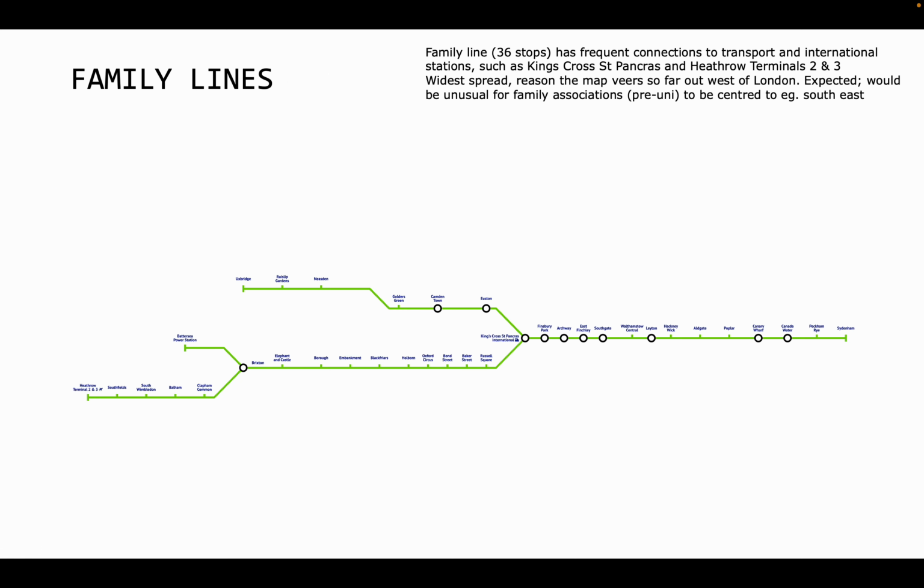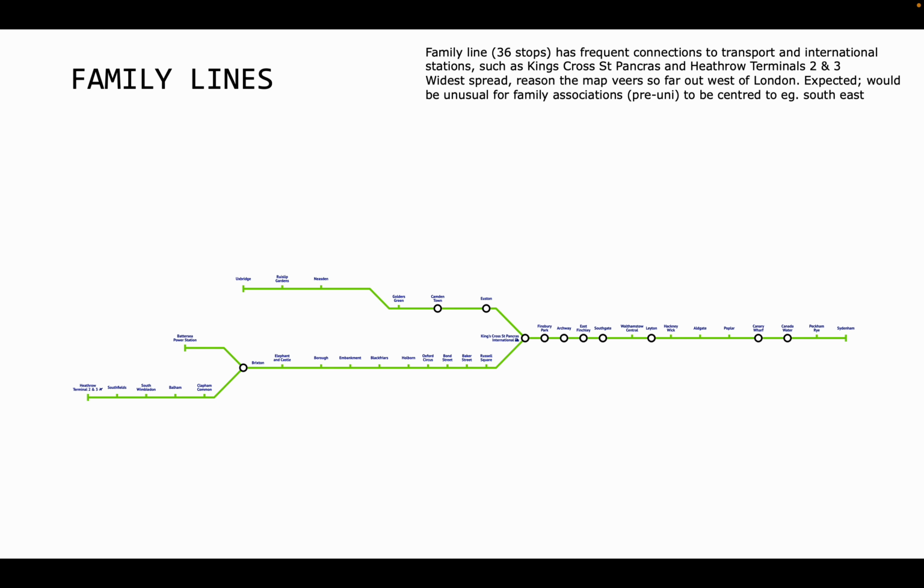Next would be the family line. So the family line with 36 stops, it had the line that had the most connections to international travels. We've got Heathrow, we've got King's Cross. There was lots of connections to King's Cross, unsurprising. And same with Euston for trains. It was a lot about saying hello to people, saying goodbye to people. There was a lot of really beautiful stories from this one. And yeah, it was the widest spread one geographically. It went out. And that was very expected.